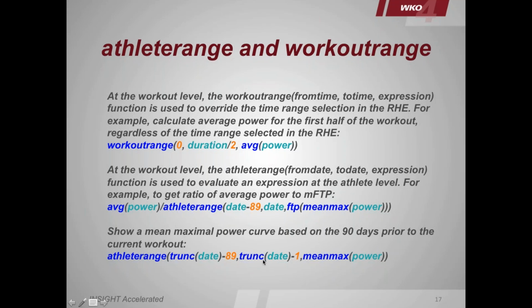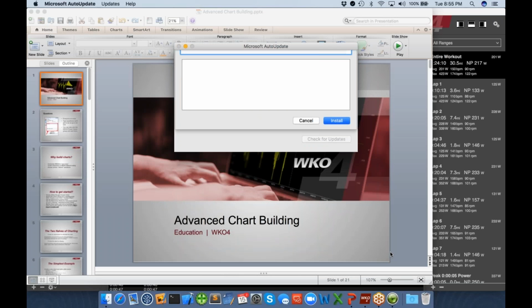One fun trick I like to do is, when I'm looking at a workout, put the mean maximal power for that particular workout on the screen, and then also show a mean maximal power curve for the 90 days prior to today's workout, but not including today's workout. That way I can see if this workout has new bests, or how it compares to what I've been doing in the last 90 days. So you can put this expression alongside in one data series, and then mean max power in another data series to see how this workout compares.